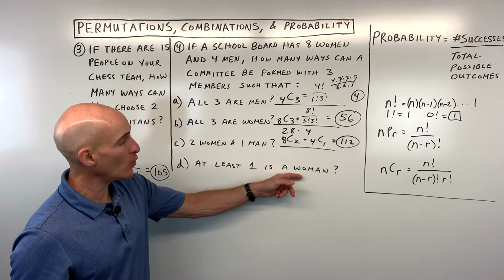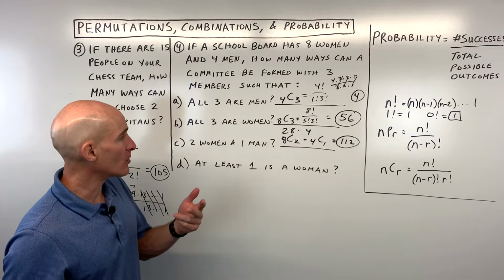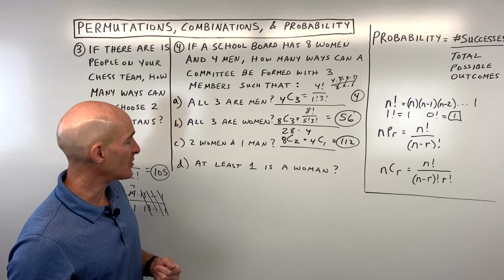And for the last one, this one's a little bit different. At least 1 is a woman. So that means 1 could be a woman, 2 could be 2 women on the committee, or all 3 women could be on the committee.